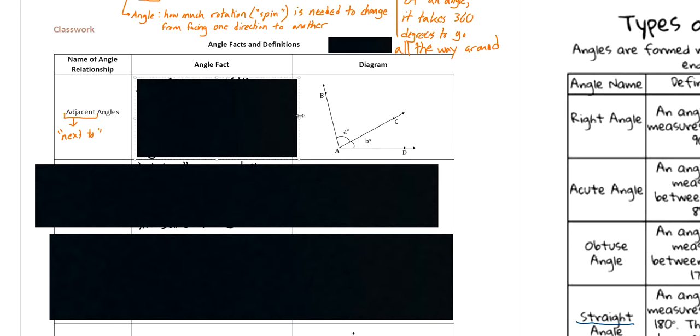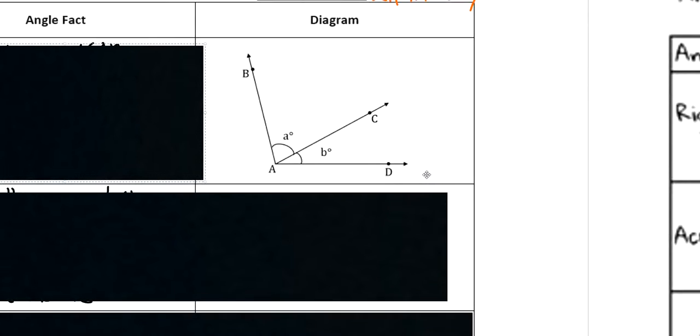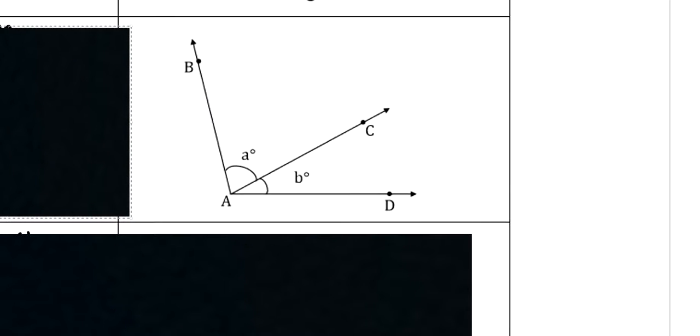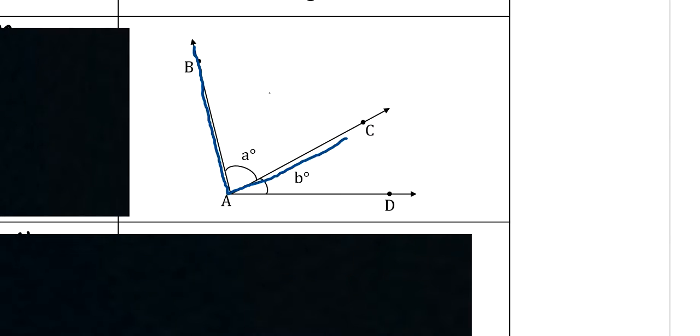So in our diagram, we have a few different angles going on. We have angle BAC and CAD. So angle BAC, let's see, we got it right there. So there we go, I just paused it and labeled one of our angles. So there we go, we got angle BAC.